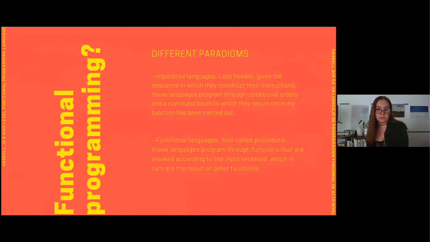Imperative languages are considered less flexible given the sequentiality in which they build their instructions. These languages program through conditional orders and a command block to which they return once the function has been carried out. On the other hand, functional languages, also called procedural, are languages that are programmed through functions that are invoked according to the input received, which in turn are the result of other functions.